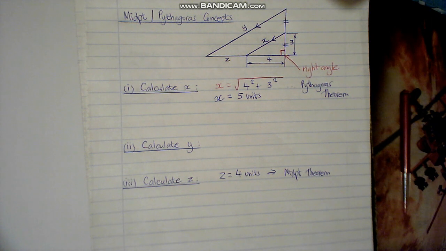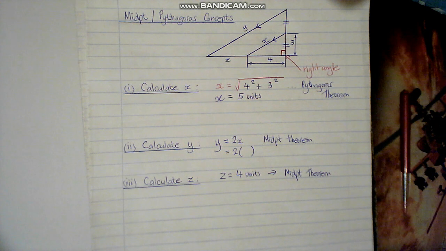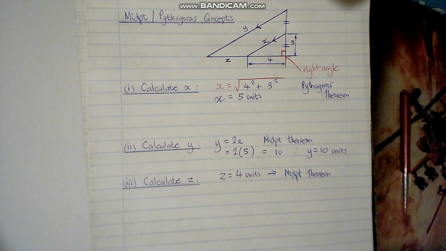And now the next question is saying calculate y. So how will we calculate y? If we were to draw to scale and measure, we can see that y will be 2 times the value of x. My diagram is drawn to scale, so this is the reason why we can actually measure it to prove it. But in exams, the diagrams are not drawn to scale. So if x is 5 units, that means y will be 10 units. We need to substitute the 5. So y is equal to 10 units.